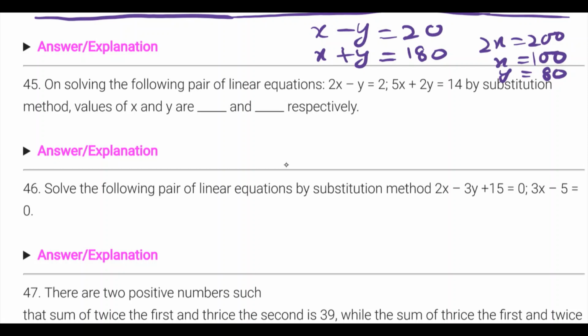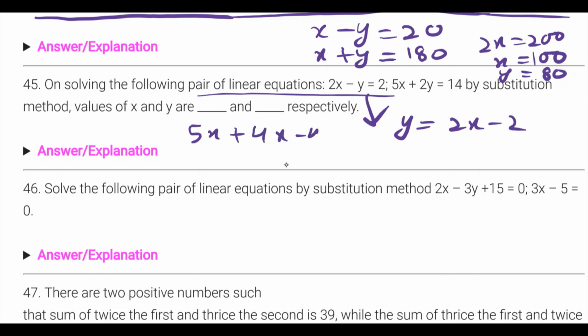On solving the following pair of linear equations by substitution method, values of x and y are. So by substitution method, in the sense, write the first equation as y equals 2x minus 2 and substitute this in the second equation, which is 5x plus 2 times y, that is 4x minus 4, equals 14. So 9x equals 18, x equals 2. If x equals 2, y equals 2.